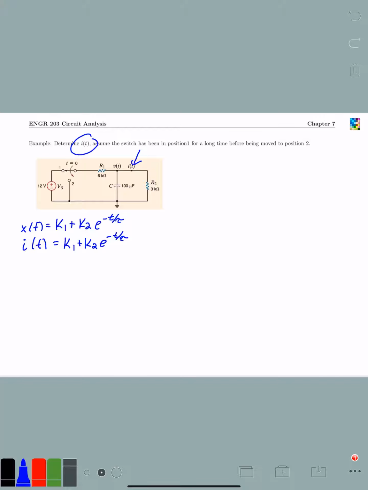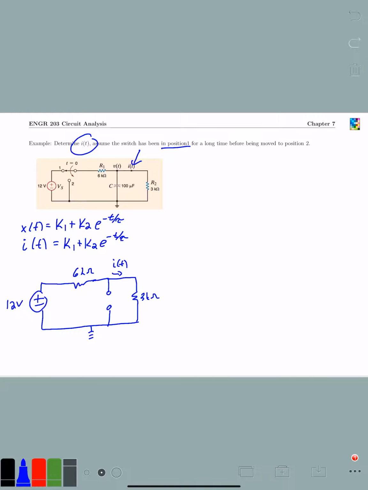And so let's see what we can do here. So we start out with this circuit, and it said it's been in position 1 for a long time. That means we're in steady state. So let's draw the circuit here in steady state in position 1. And when you are in steady state, a capacitor is going to be an open circuit. And so in this particular diagram, I want to find out what this I of t that we're looking for is.